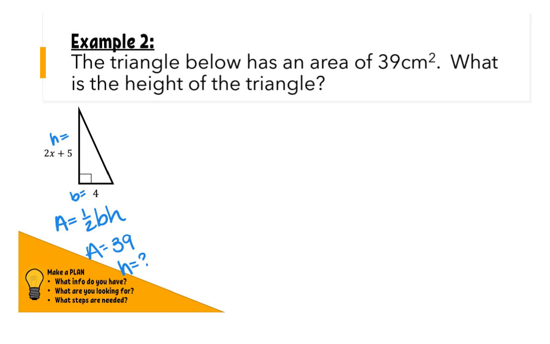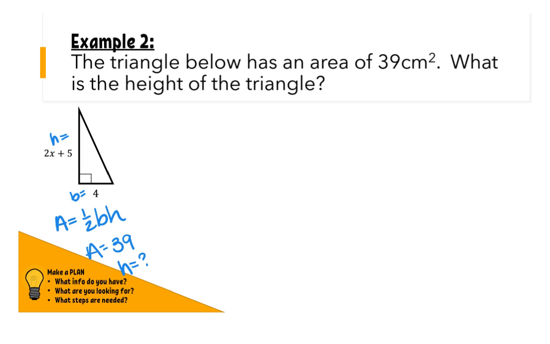So breaking down the information given to us, we know the area is 39 centimeters. And so because we know the area is 39 centimeters squared, that tells me we need the area formula for a triangle. We also know the base of the triangle, and we have an expression for the height, which is important to note because the question is asking us for the height. So we're going to need to figure out that piece of information at the end.